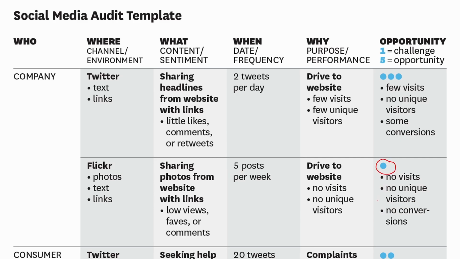Meaning 1 out of 5. That's not really a place we want to put our money and effort towards. Flickr, I'm not sure about that. Maybe X, Twitter, Instagram, whatever else might be a place to put our money and time towards. This is a social media audit, okay?